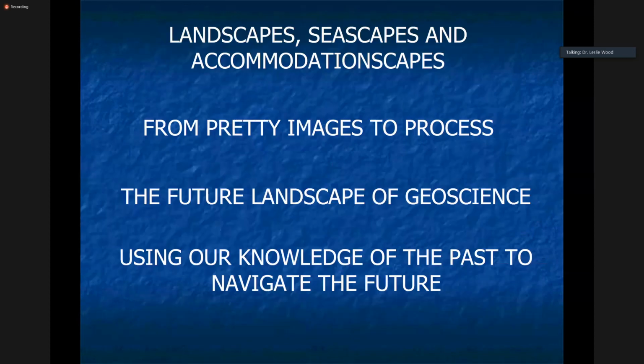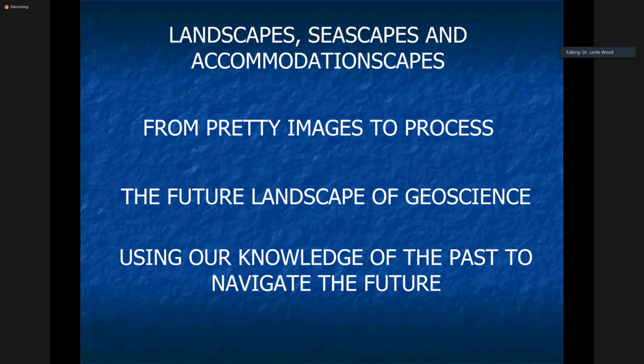So I'll talk first a little bit about landscapes and seascapes and accommodation-scapes. And then I want to talk a little bit about going from pretty images to process, because process is really important to get at accommodation-scapes. And then the second half of the talk is really an outgrowth of some of my younger students and younger people talking about and trying to feel out where geoscience is going. I want to talk to you about the future of the landscape of geoscience, and then how to use our knowledge of the past to navigate the future.